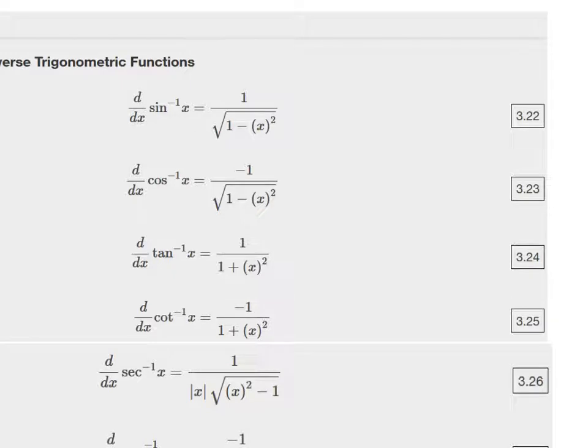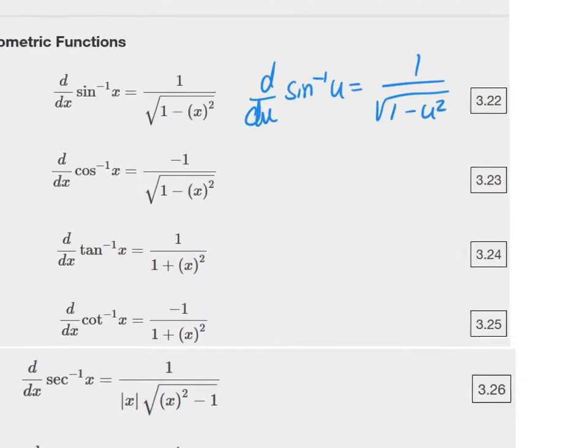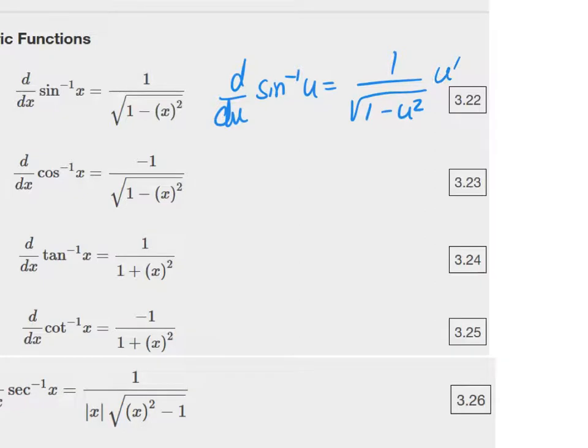I'm going to rewrite these to make your life easier. These are in terms of x, so I'm going to write it in terms of u. The derivative with respect to u of sine inverse u is equal to 1 over the square root of 1 minus u squared, multiplied by u prime by the chain rule. So if your angle is not x, you better multiply by the derivative of your angle.